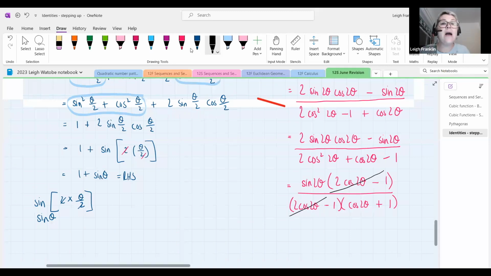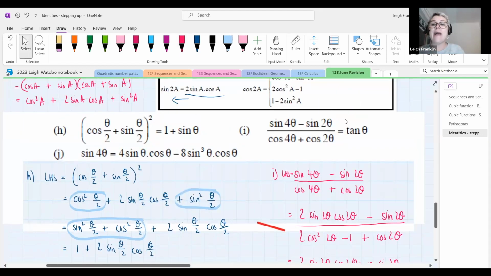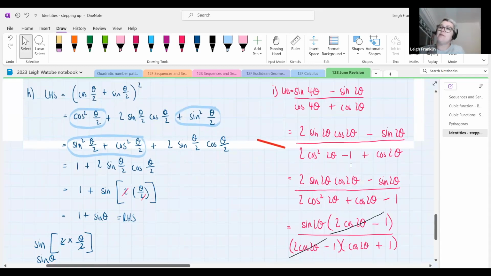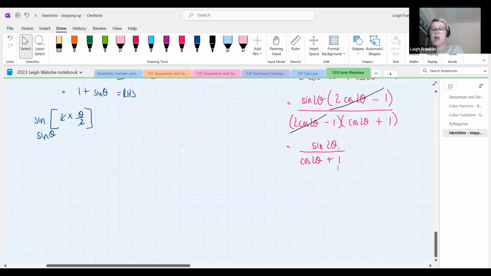All right, so now let's reassess the situation. At the top, we have sine 2 theta. At the bottom, we have cos 2 theta plus 1. What do we want on the right-hand side? We want tan theta. So essentially, this is probably going to come down to sine theta over cos theta, which will give us our tan theta.